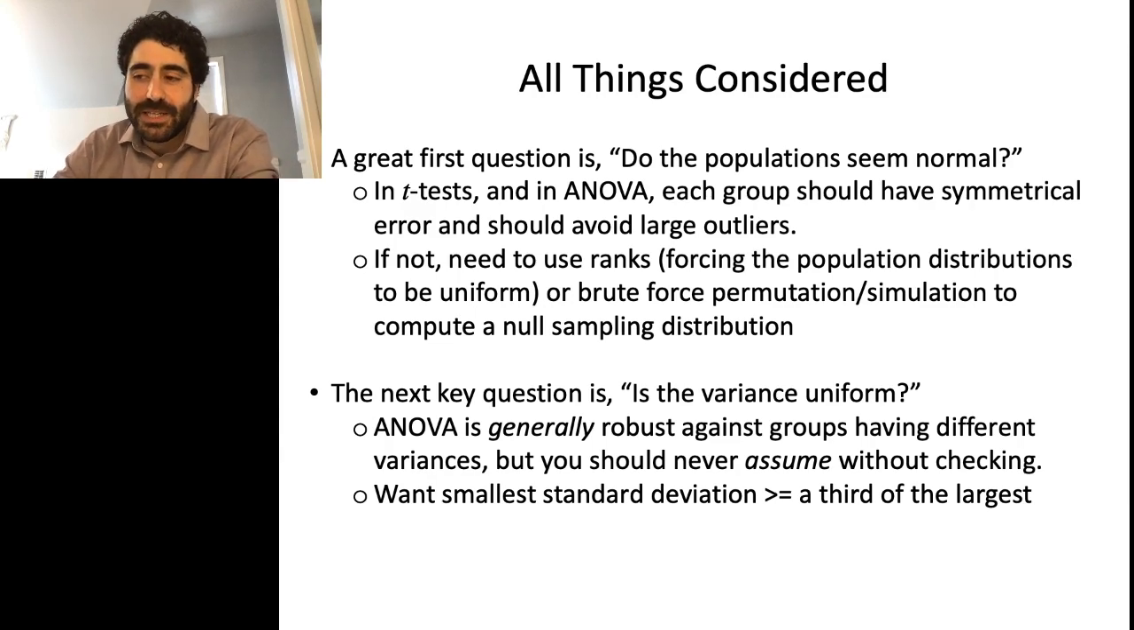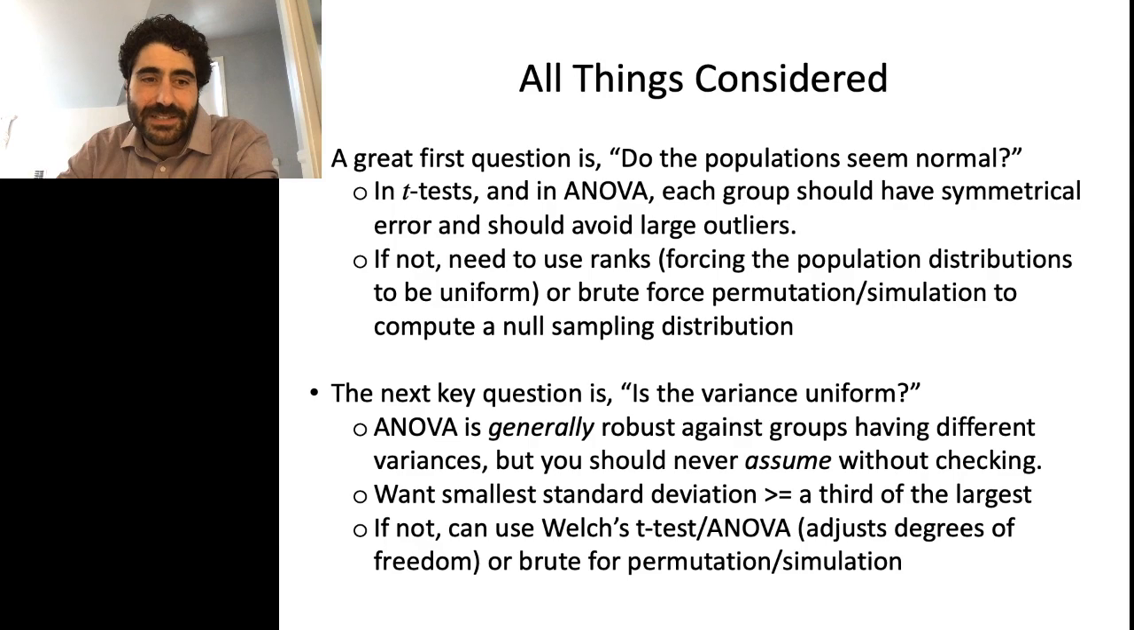If it looks like the populations do have wildly different variances, then you could use one of these Welch's tests, either the Welch's t-test for two groups or Welch's ANOVA for more than two groups. Those tests basically make adjustments to the degrees of freedom to deal with the fact that you have groups with different variances. Or again, we can always fall back on these brute force permutation methods to compute our own sampling distribution.